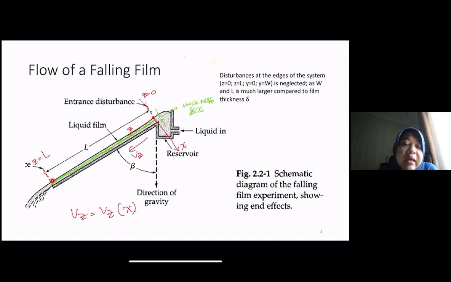Why? Because it is in a small direction, and then with the mass balance you can find that Vz at a particular x here would be equal to Vz at a particular x there. So it is written as Vz equal to Vz as a function of x, only a function of x. Okay, so that is some notes.